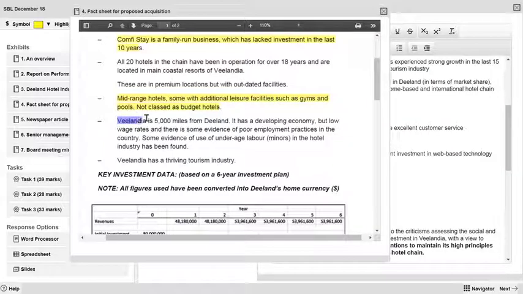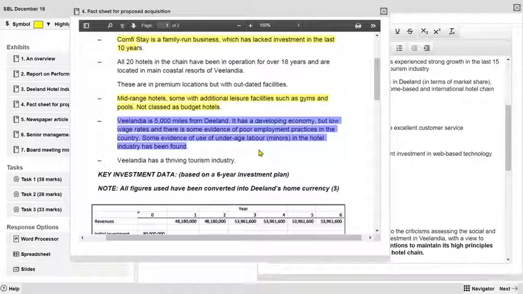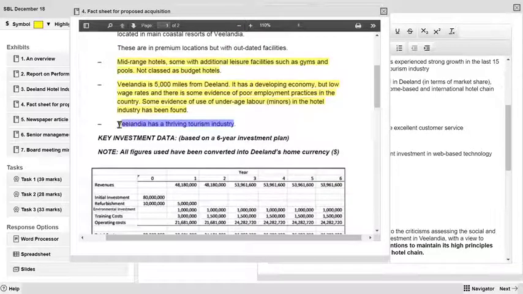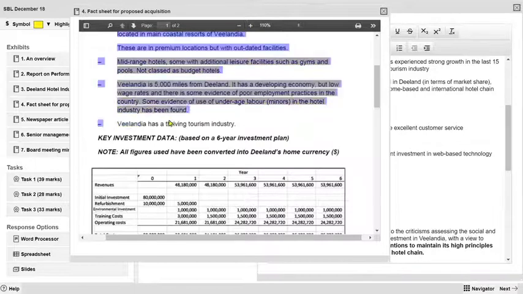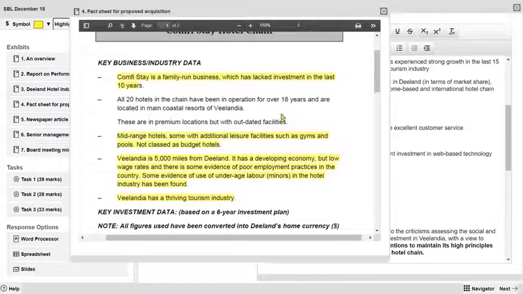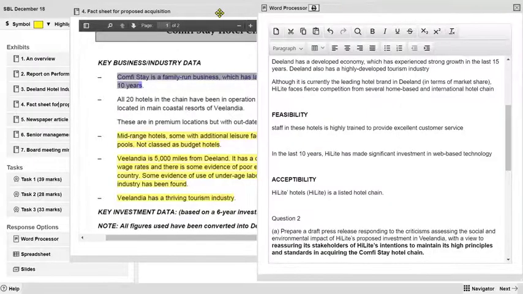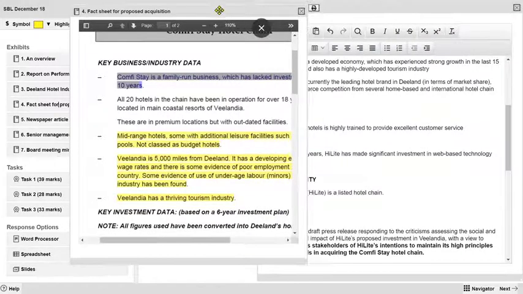Now Villandia is 5,000 miles from D-land. It has a developing economy, but low wage rate, and there is some evidence of poor employment practices in the country. I just highlighted it. It tells me about Villandia. Now who the hell is Villandia? Villandia is the target country, and it says Villandia has a thriving tourism industry. Enough. So now can we copy paste? Comfy Stay Hotel is a family run business. Control C, where will I put this? I'll go to my Word, or I will just reduce the size so that I can quickly navigate. I move it here.